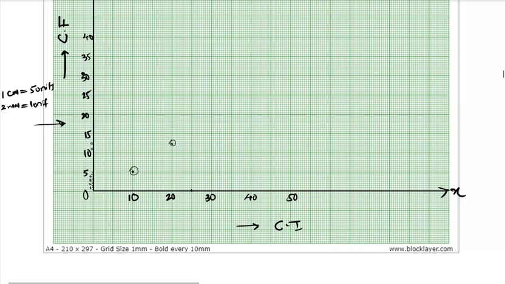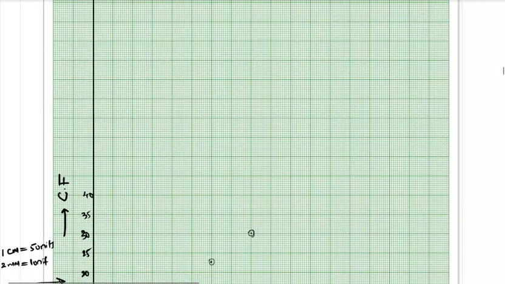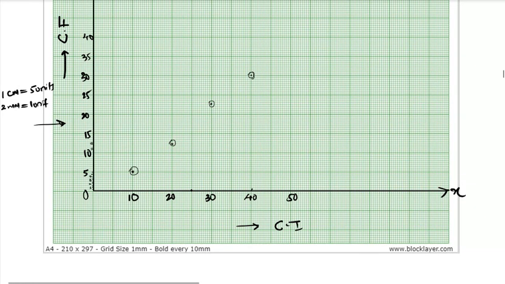30 is over here. 22 will be, okay, so this is 20, 2 lines, 21, 2 lines, 22. 30, 22; 40, 30. This is 40 over here. Okay, 30 will be over here. 40, 30, and the last one will be 50, 35.